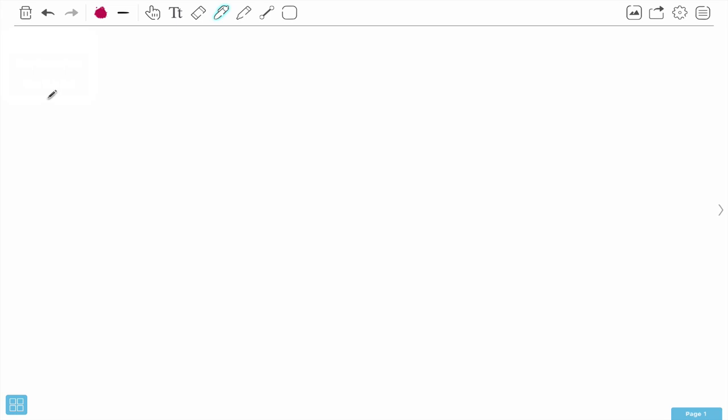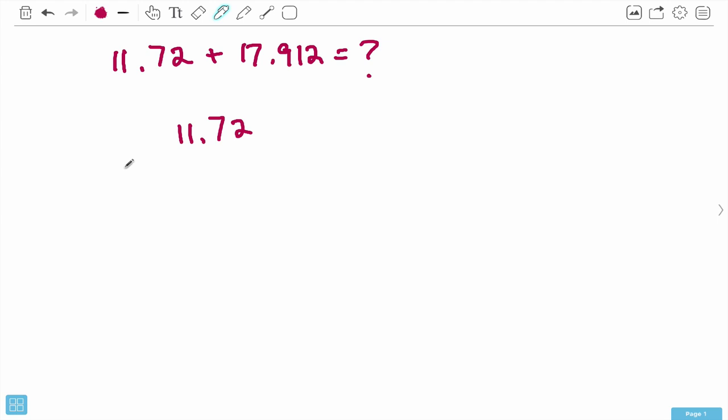So number 9 is 11.72 plus 17.912 equals what? So pretty easy. Just like I said, you have 11.72 plus 17.912. Remember, we want to line up these decimal points. Now, when you have an open space over here, you can just put in a 0 as a placeholder if you'd like. And you're just going to do simple addition.